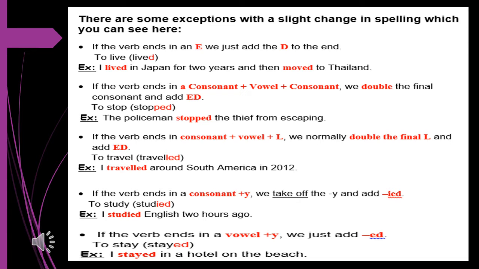And if the verb ends with consonant, vowel, and L, we double L, like travel, travelled. And if the verb ends with consonant plus Y, we did what? Yeah. We omit Y, we delete Y, and put ied, like study, studied, carry, carried. And if the verb ends with vowel plus Y, so just put ed at the end, like stay, stayed.